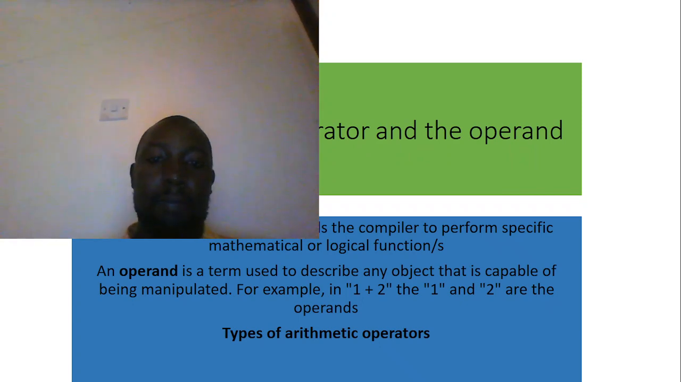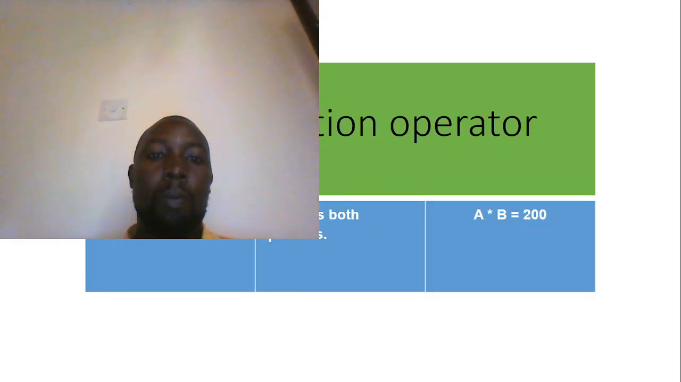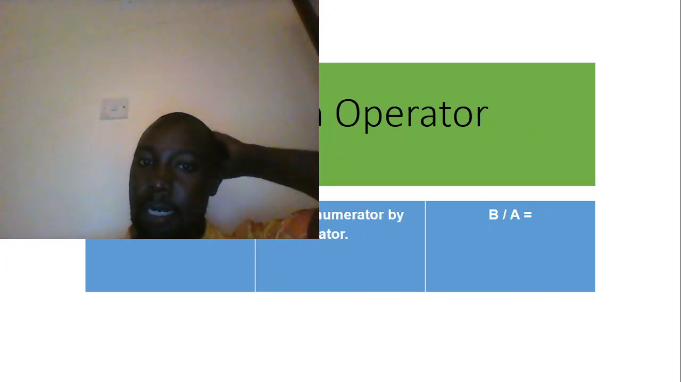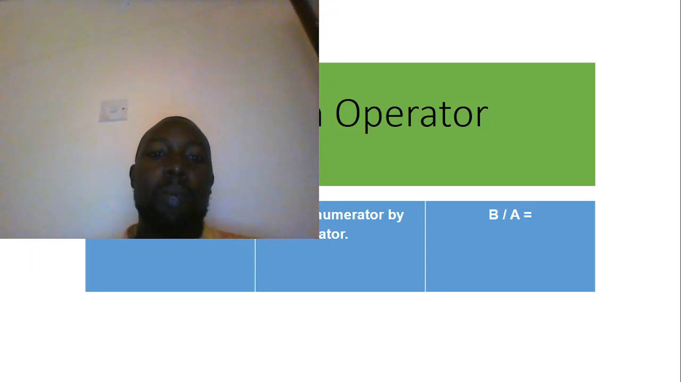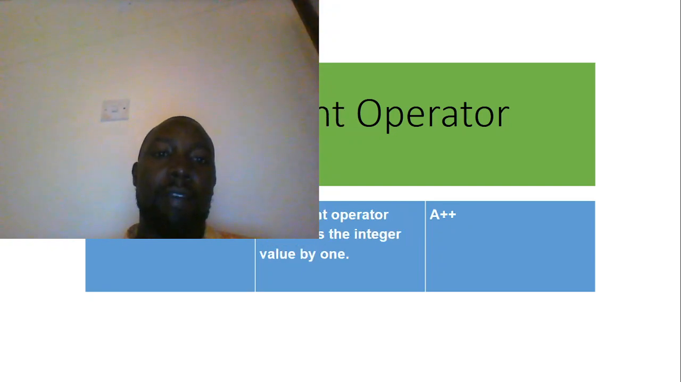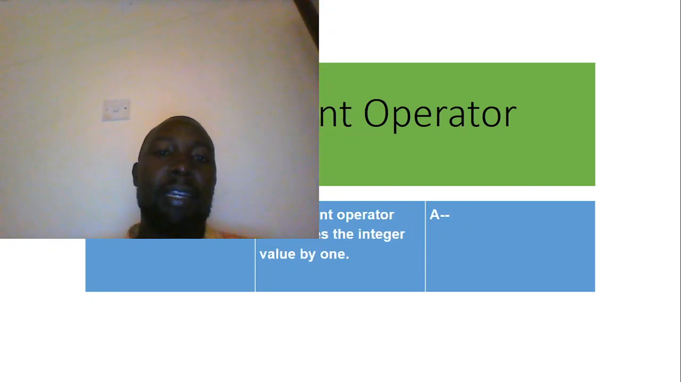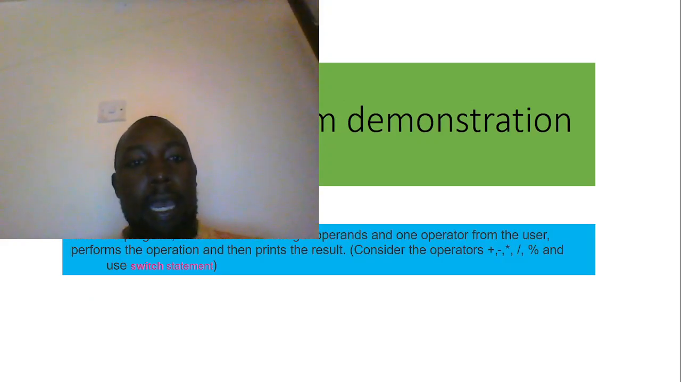The types of arithmetic operator. One, we have talked about addition, that is used to add two operands. Multiplication, that is used to multiply both operands. Division, that divides the numerator by the denominator. Then we have the modulo, that gives the remainder after division. Then we have the increment and decrement operators, that increase and decrease by an assigned value.